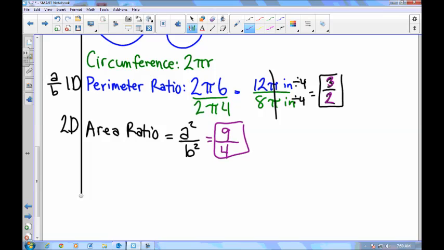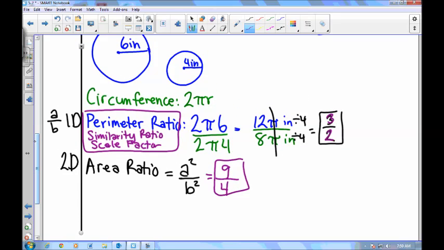And also, by the way, so I said perimeter ratio is the same as similarity ratio. And it's also the same as the scale factor. SF I use for scale factor a lot. All 3 of these are the same. For every 3 inches on the large circle, there are 2 inches on the small circle. You see that on maps all the time.